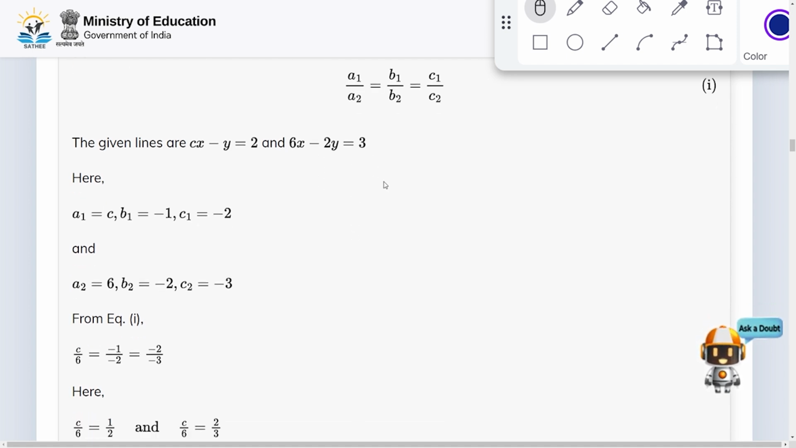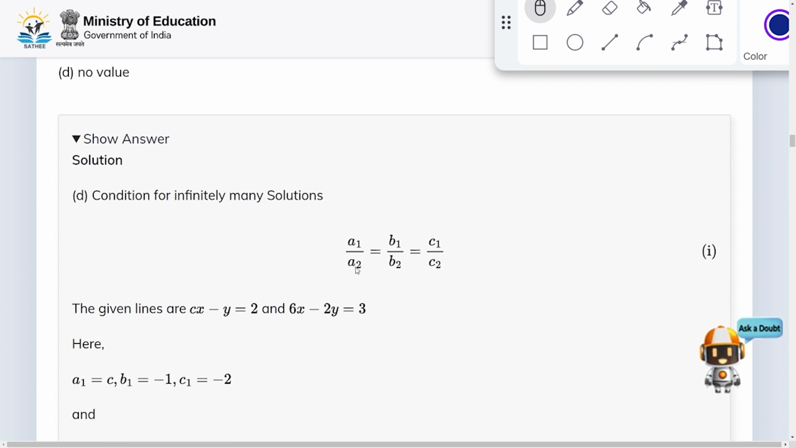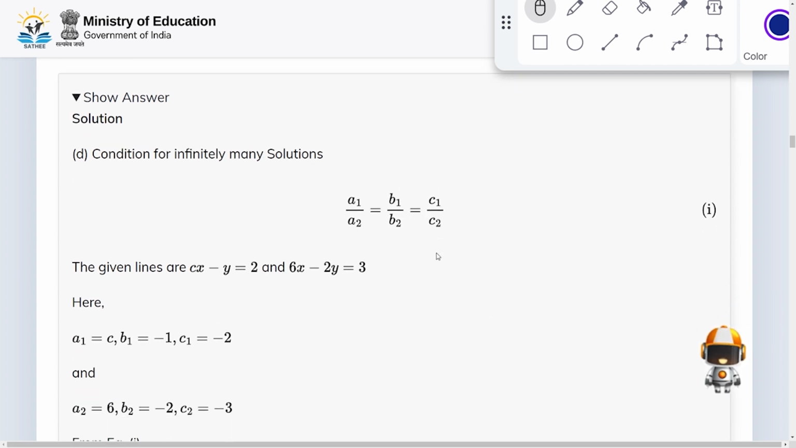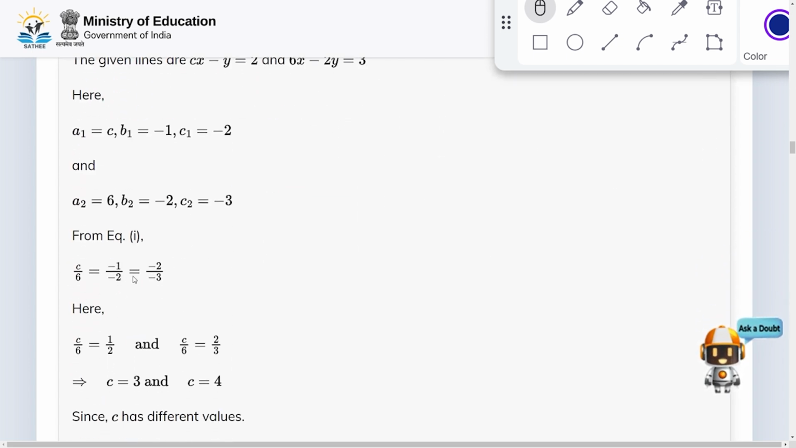Okay, now from this equation a1 by a2 is equal to b1 by b2 is equal to c1 by c2. Here we get c by 6 is equal to minus 1 by minus 2, and this is equal to minus 2 by minus 3. So here c by 6 is equal to 1 by 2. Also, if we take the first two ratios, then you'll get c by 6 is equal to 1 by 2, and it implies c is equal to 3.